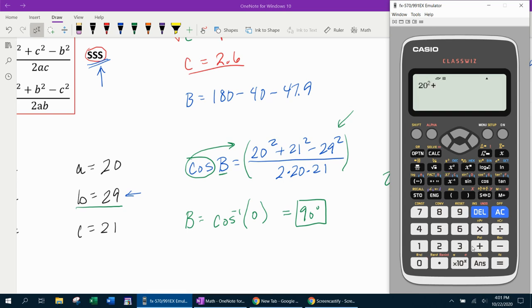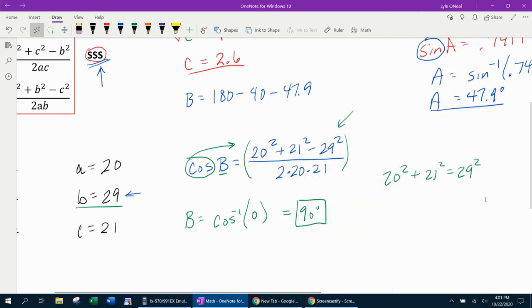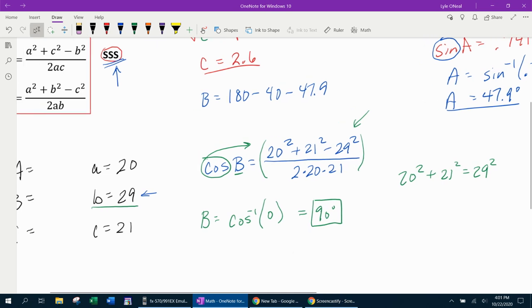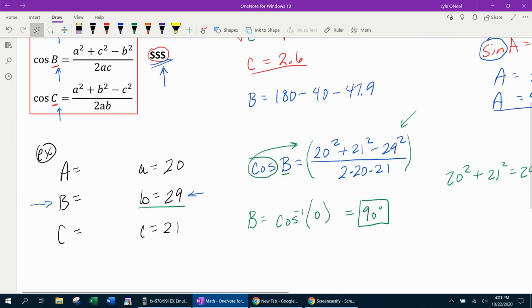20 squared plus 21 squared, what is that? 841, so that should be the same as 29 squared. And it is. And so what that does is that verifies that this is a right triangle and that angle B is the right angle.